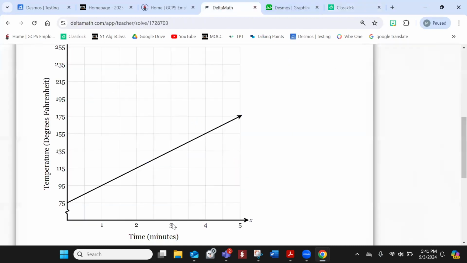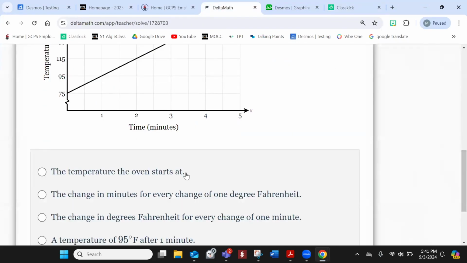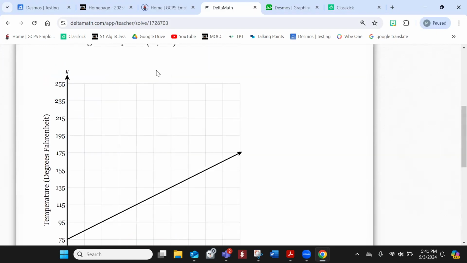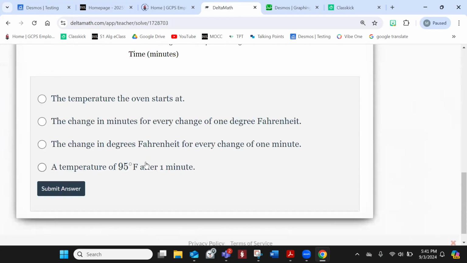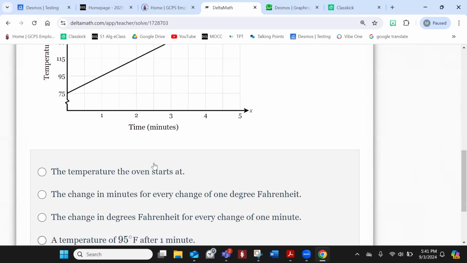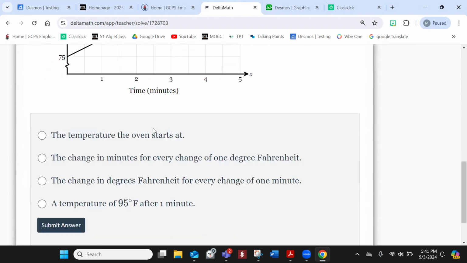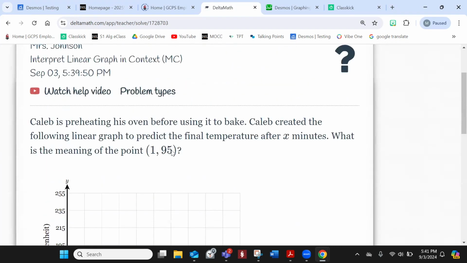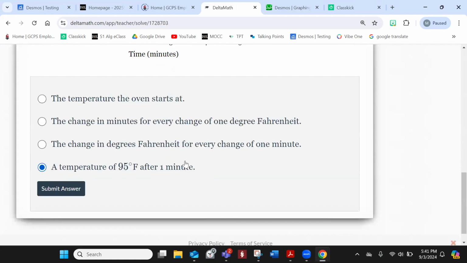Okay, so let's see what option we got. The temperature of the oven starts. Well, that's not true because that's 75. The change in minutes or every change. Okay, I'm gonna be honest, anytime you hear change in something, or every change in something, this is talking about slope. So B and C is referring to the slope, but that's not the question. The question is, what does this point represent? Okay, so this point represents right here. The 1 is for minute. So in 1 minute, the temperature was basically preheated to 95 degrees Fahrenheit. So the answer in this case would be here.